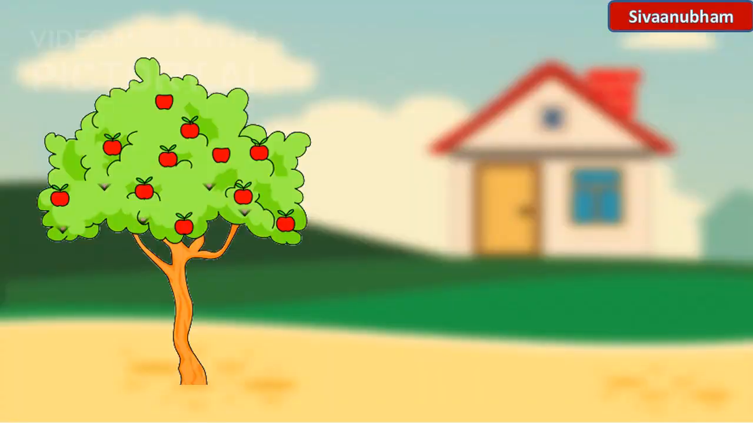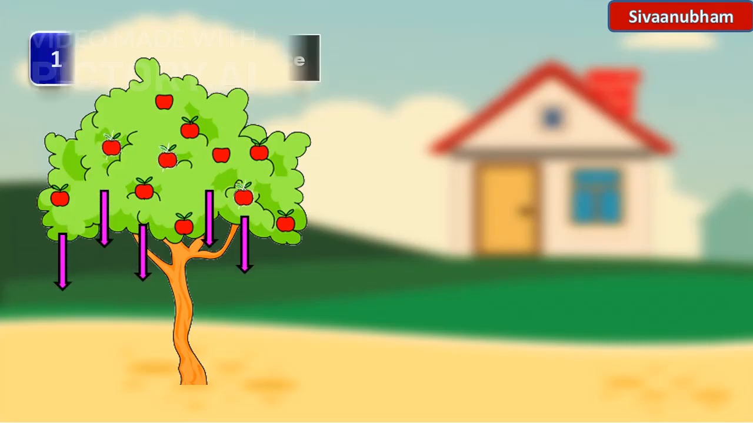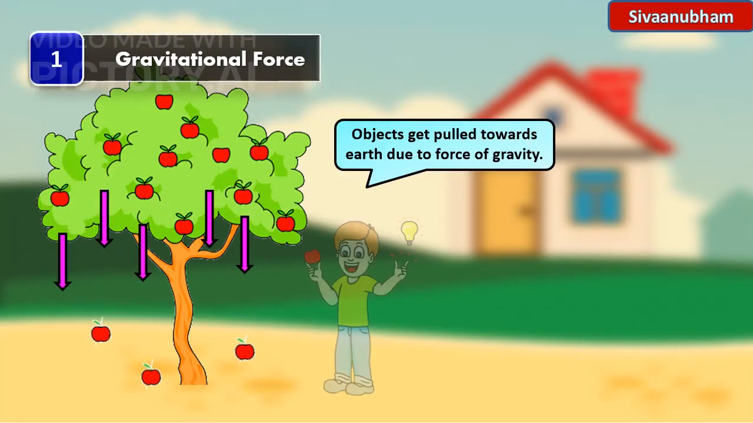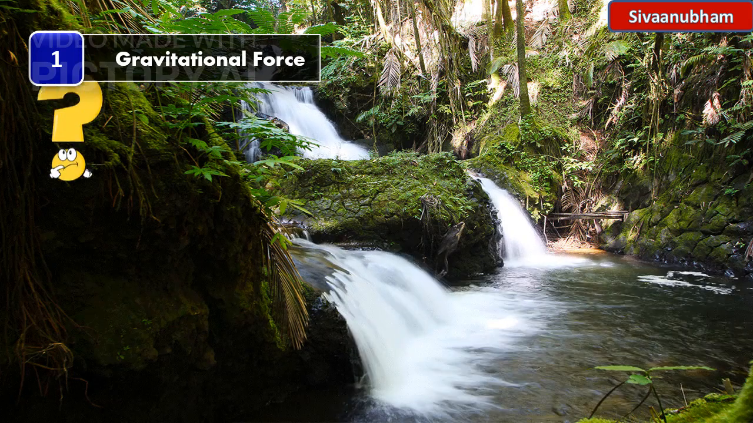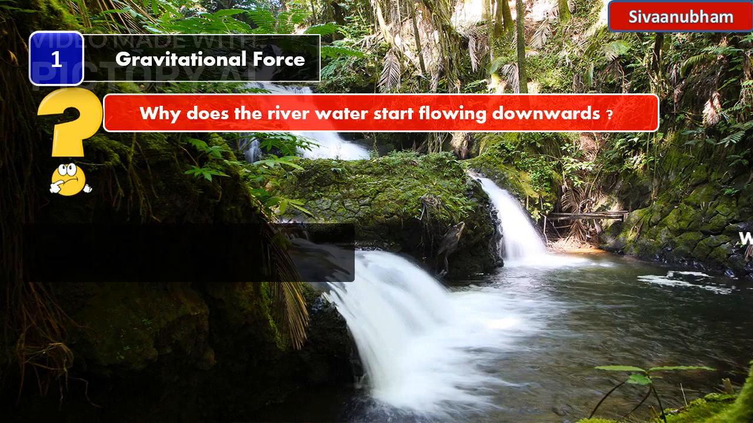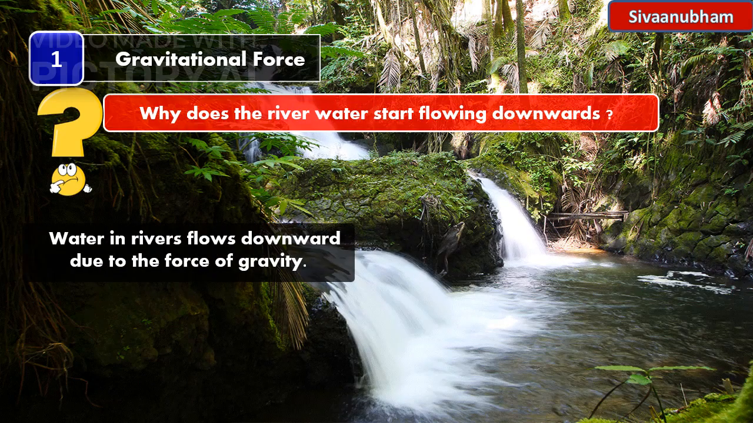Gravitational force is always a force of attraction, pulling objects towards the Earth. This force is responsible for keeping us grounded and influencing the movement of celestial bodies. The force of gravity causes water in rivers to flow downward. This natural phenomenon is a result of gravitational attraction, which influences the direction and flow of water.